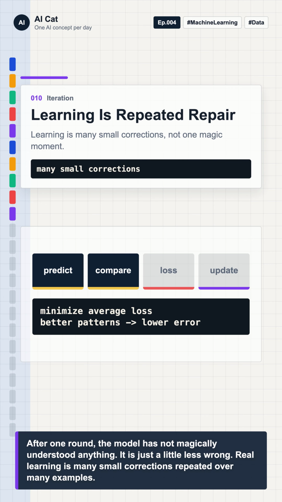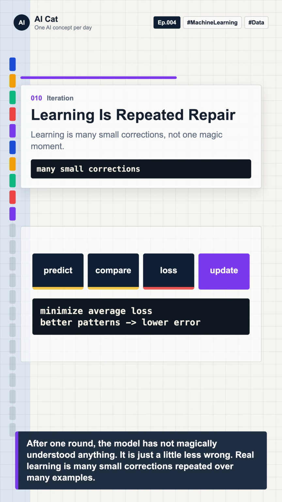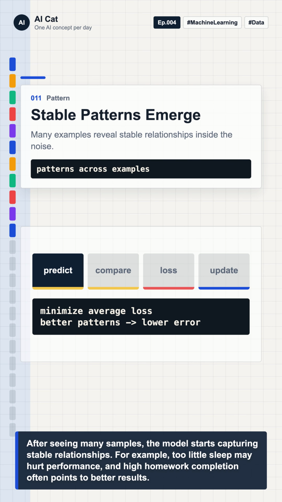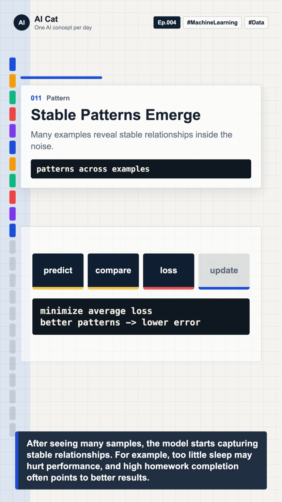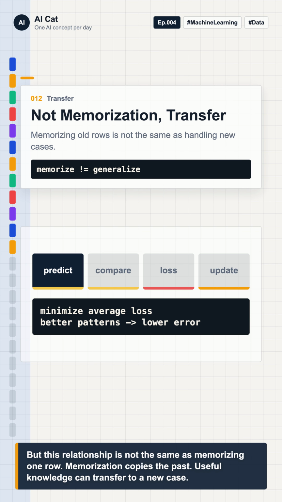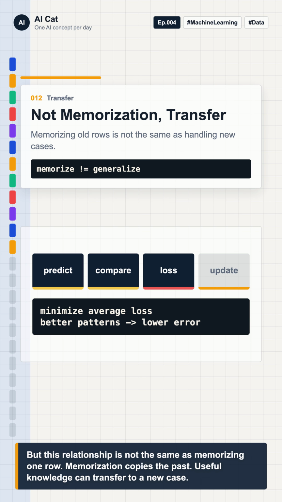After one round, the model has not magically understood anything. It is just a little less wrong. Real learning is many small corrections repeated over many examples. After seeing many samples, the model starts capturing stable relationships. For example, too little sleep may hurt performance, and high homework completion often points to better results. But this relationship is not the same as memorizing one row. Memorization copies the past. Useful knowledge can transfer to a new case.